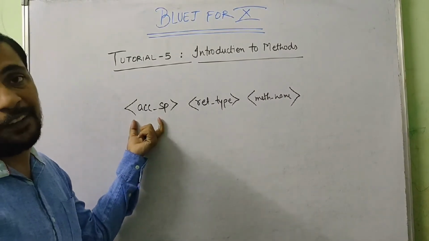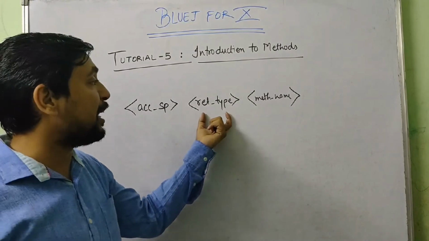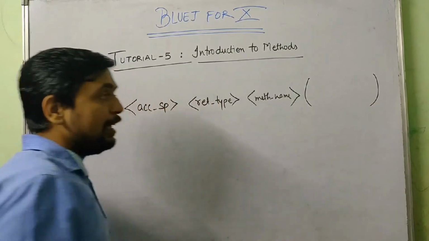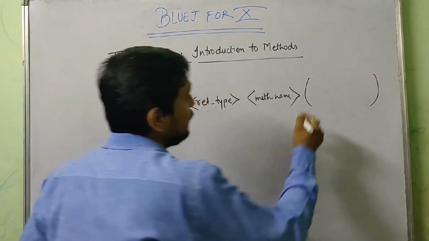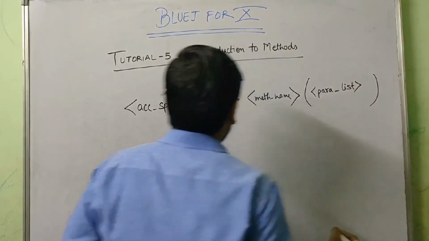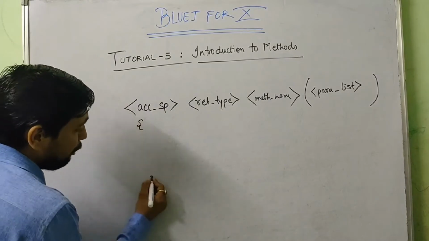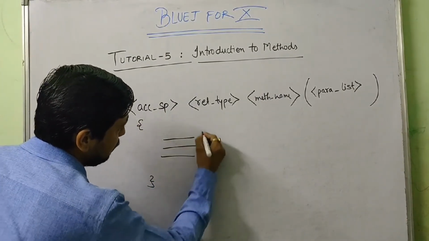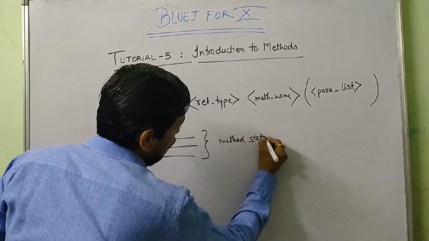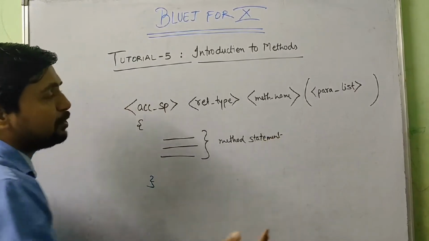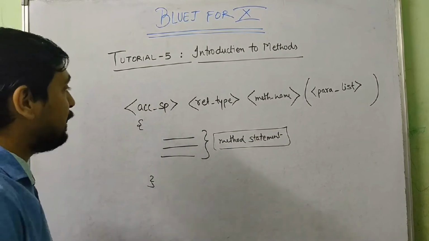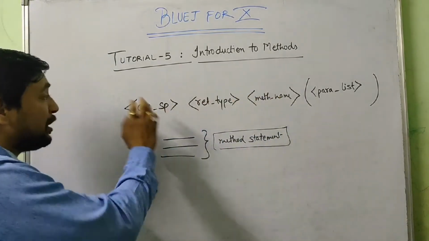So in place of this you will specify an access specifier, in place of this you will write a return type, and here you will mention a method name. Now these parentheses will be there, and inside these parentheses you will specify a parameter list. Then after that you will provide a pair of braces and then the set of statements. I'm just writing them as method statements. You can write it as body of method, whichever you like. This is just for your understanding. So you can see there are 3 angular brackets with 3 things.